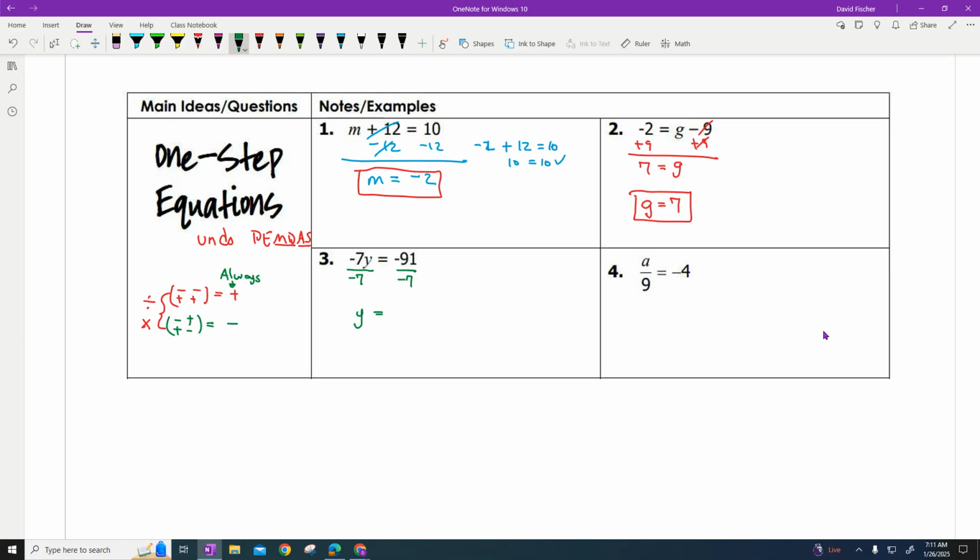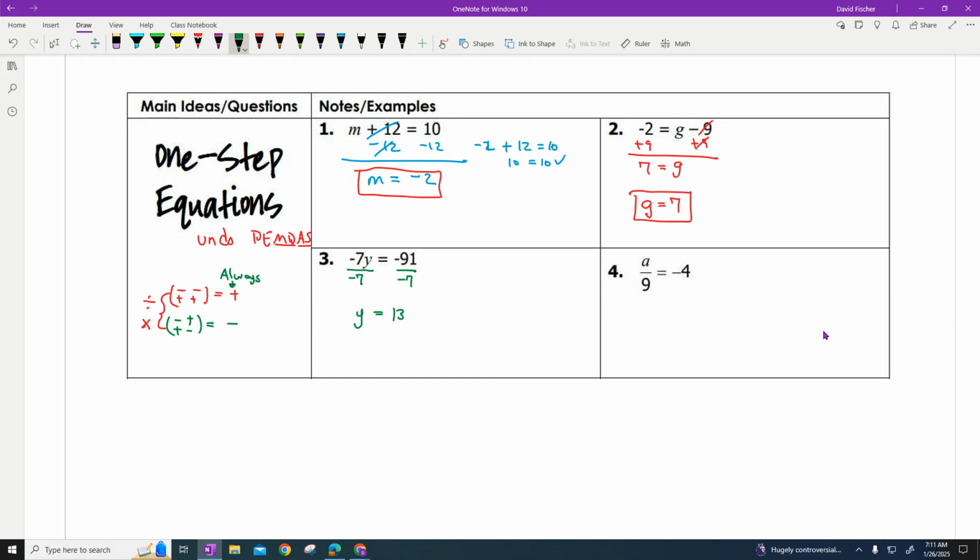Now, I don't know how many 7s are in 91, so I'm just going to go ahead and use my calculator here and divide it. You should too. I'm getting 13. Okay. Over here, I have this is a divided by 9.